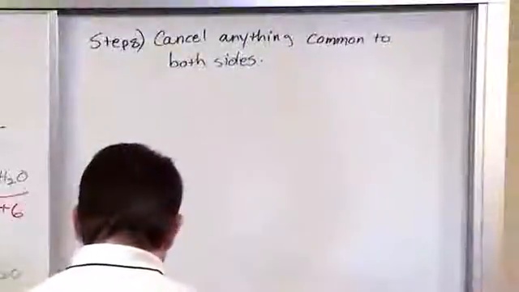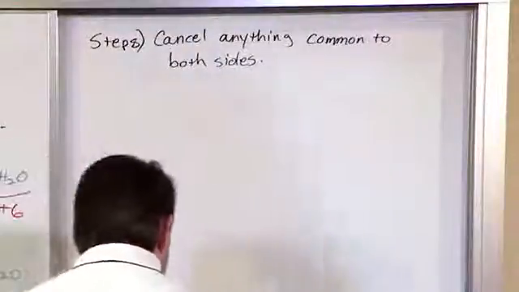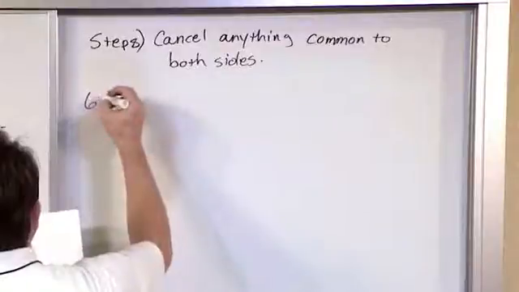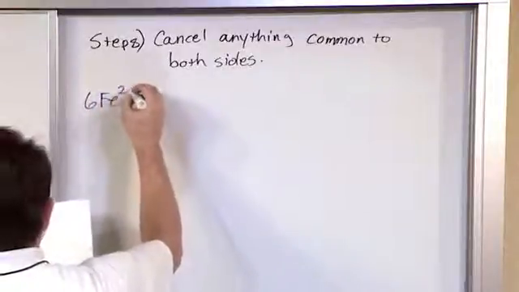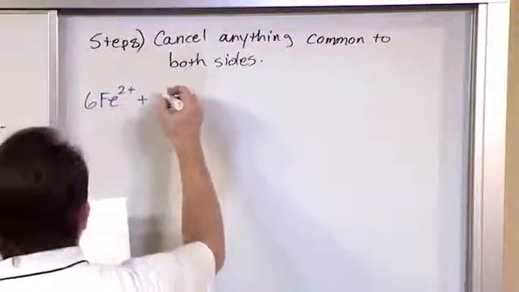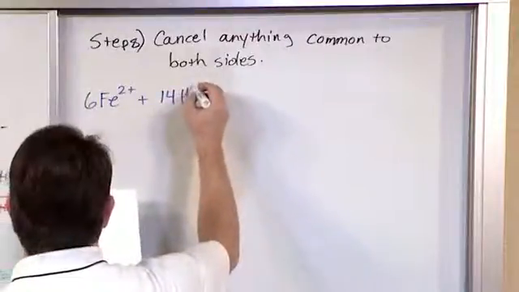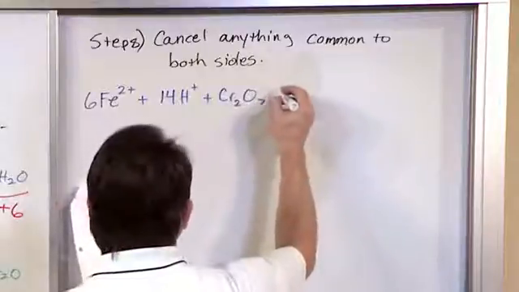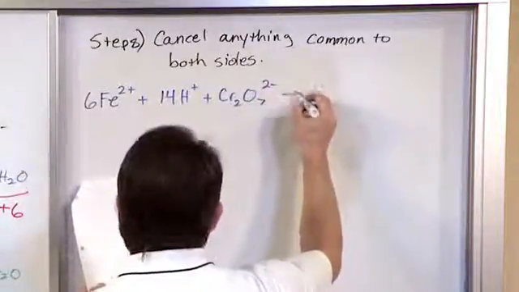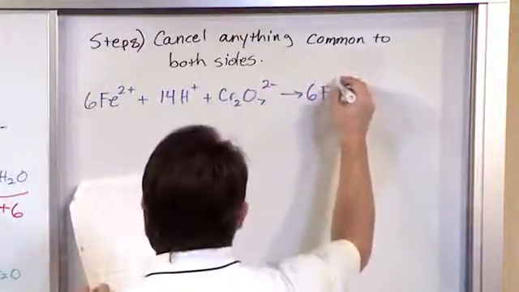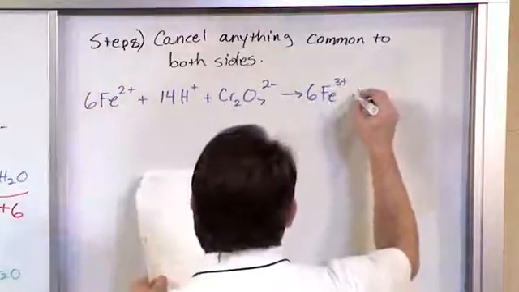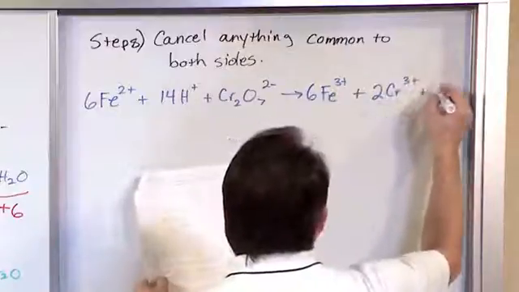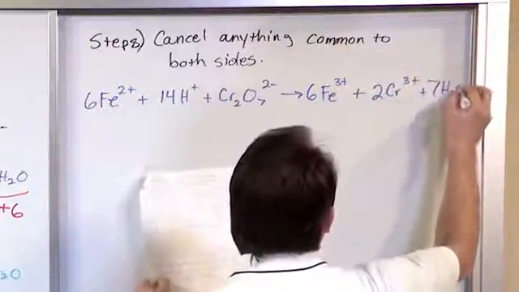So if you write it all down and get it into a final answer, what you're going to have is 6 Fe2+, 14 hydrogen ions, Cr2O7 with a charge of -2, yielding 6 Fe3+, 2 chromium 3+, 7 H2O.